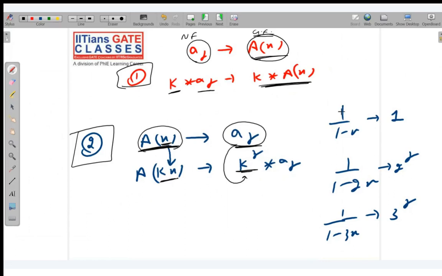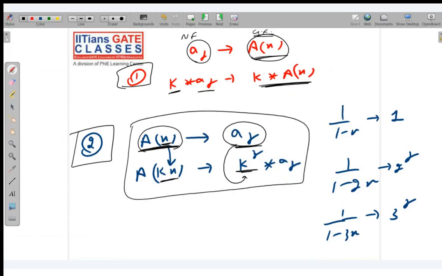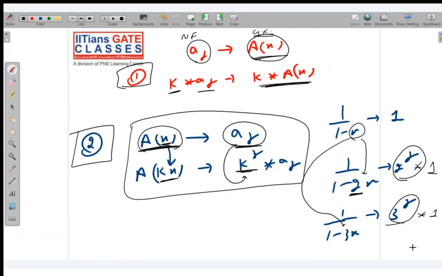So simply now, application of this property: 1 upon 1 minus x is 1, and 1 upon 1 minus 2x, so x is replaced by 2x. Obviously the numeric function will be multiplied by 2 power r. So I will write like this. Here x is multiplied by 3, so obviously the numeric function will be multiplied by 3 power r. Just now we have done these things. Any doubt? No, sir. Okay, let me jump to the next slide.